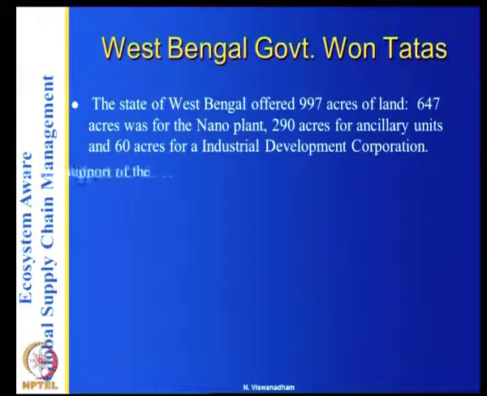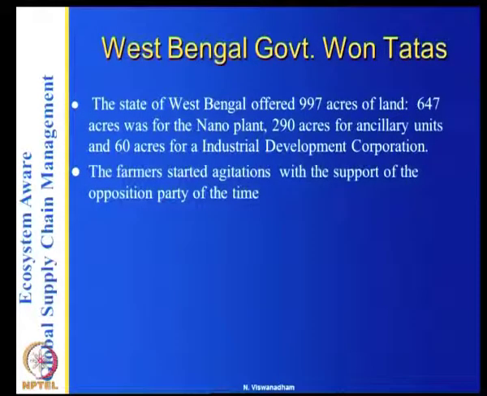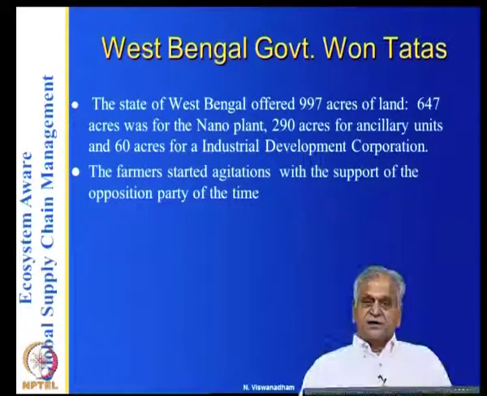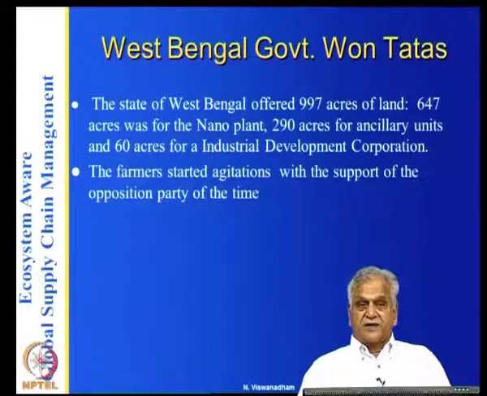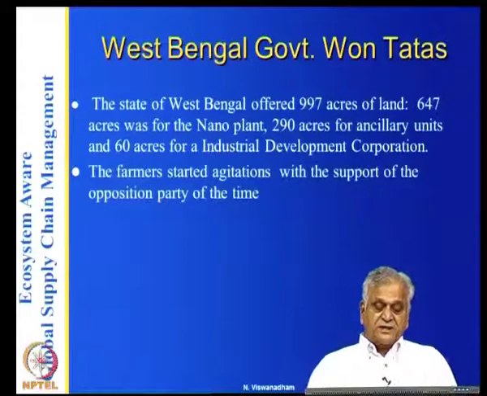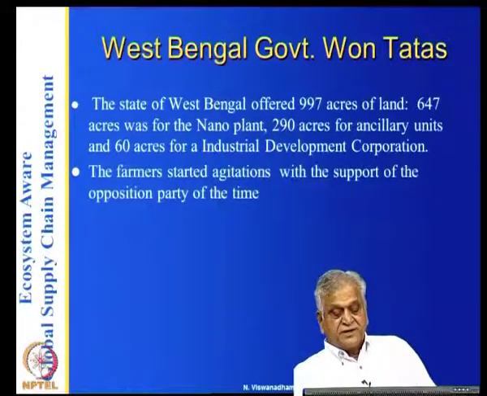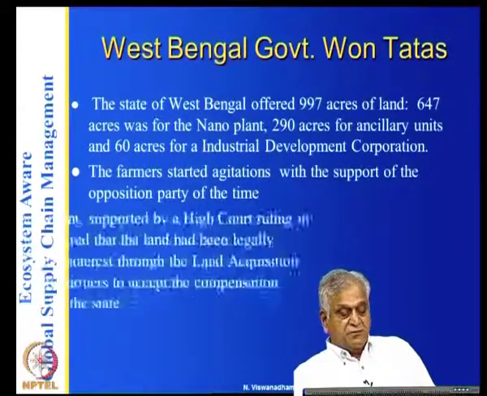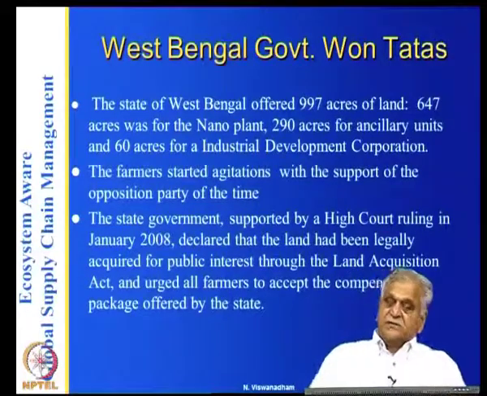So, the total is approximately 1,000 acres. And the farmers started agitations with the support of the opposition party, because this is fertile land where the farmers were growing produce, and it is the produce that they are using for their support and livelihood. So, the farmers started agitation, and the opposition parties helped the farmers to agitate more. And the state government was supported by the High Court ruling.